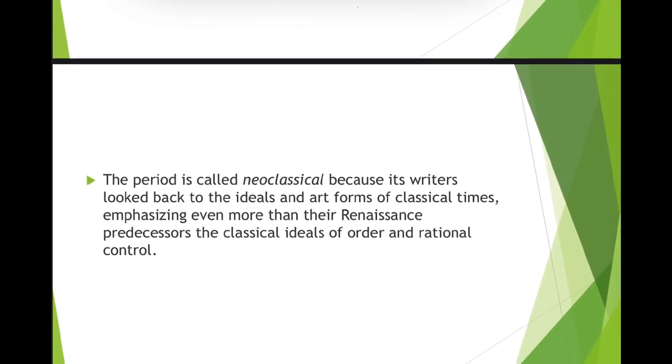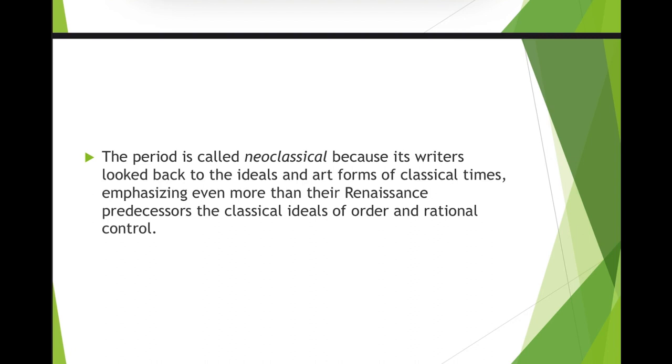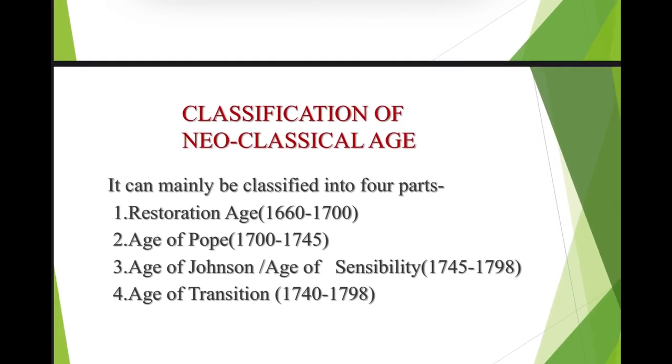Now, this period is called neoclassical, as I told you in the previous slide, because the writers looked back to the ideals and art forms of the classical times. So here the classical time is very important. What were the basic ideals of order and rational control which were found in the classical time?